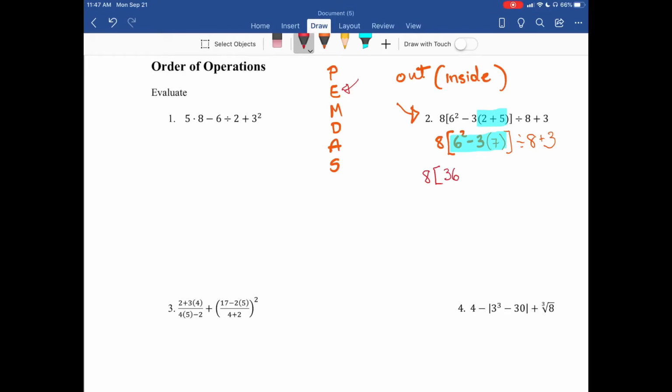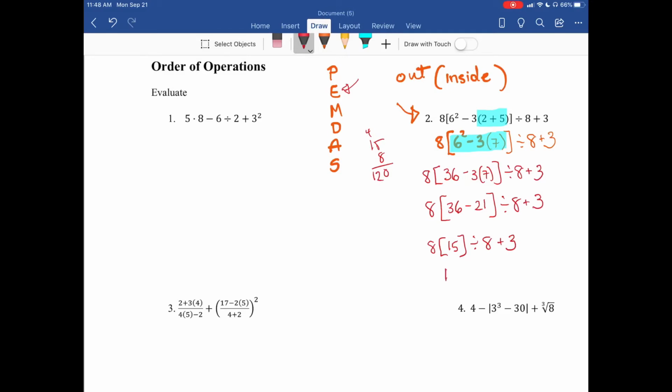So inside I have 36 minus, I'm just going to write it just so that it's clear. Drag it down. So here I am. 36 minus, now I'm taking the product of 3 and 7, and I'm bringing everything down with me. So far, so good. Now I have to take 36 minus 21. 21 from 36 is 15. Divided by 8 plus 3. Oh boy, what's 15 times 8?